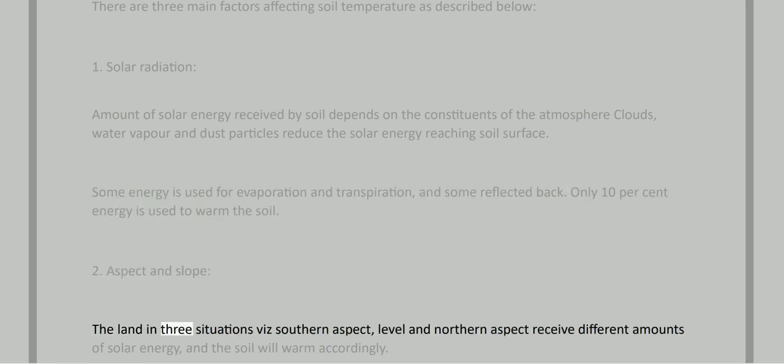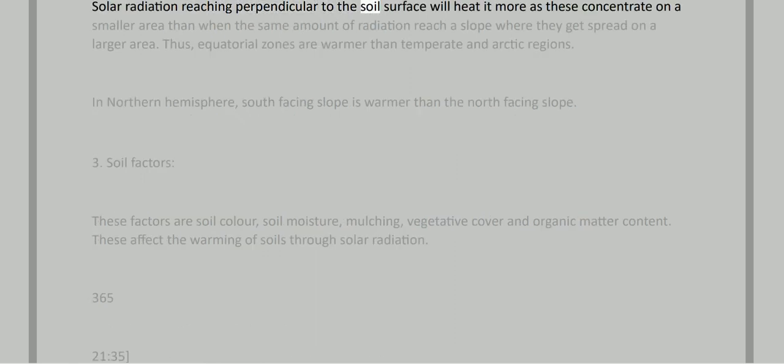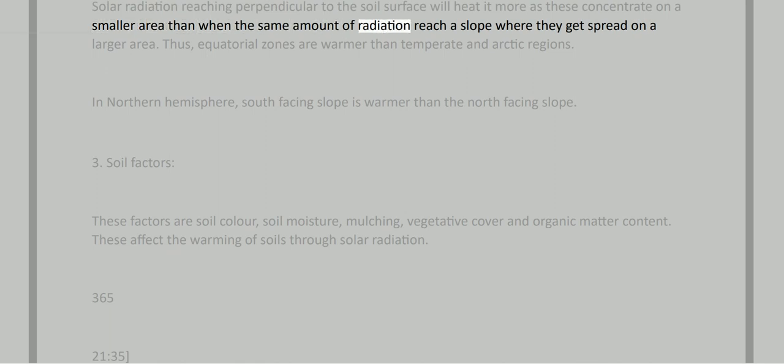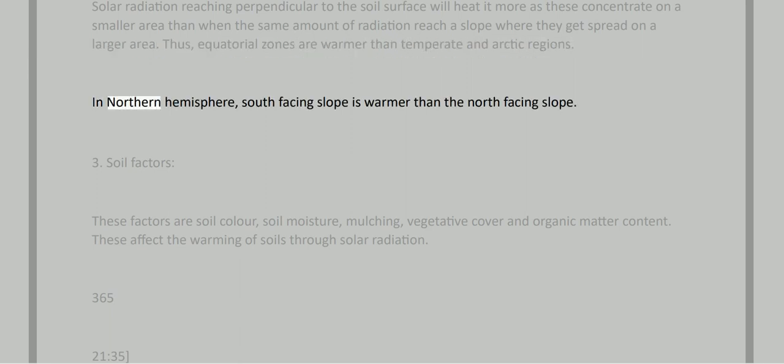The land in three situations, with southern aspect, level and northern aspect, receive different amounts of solar energy, and the soil will warm accordingly. Solar radiation reaching perpendicular to the soil surface will heat it more as it concentrates on a smaller area than when the same amount of radiation reaches a slope, where it gets spread over a larger area. Thus, equatorial zones are warmer than temperate and Arctic regions. In the northern hemisphere, a south-facing slope is warmer than the north-facing slope.